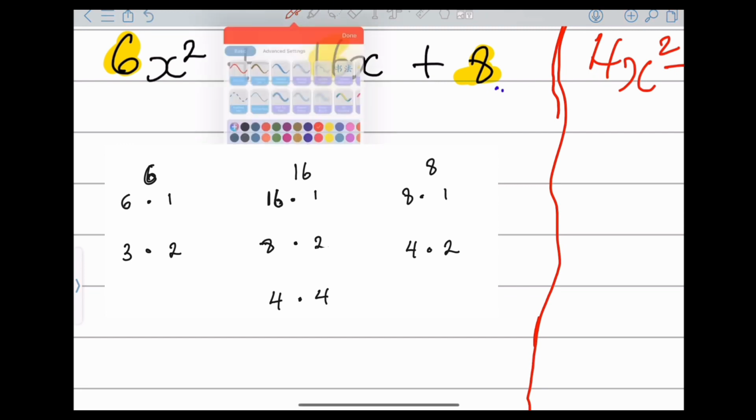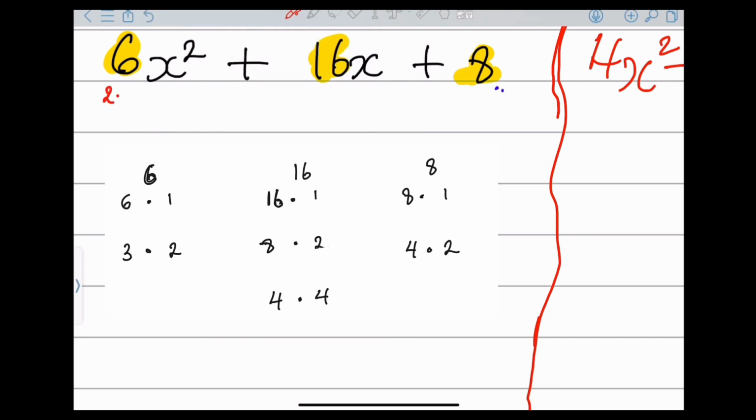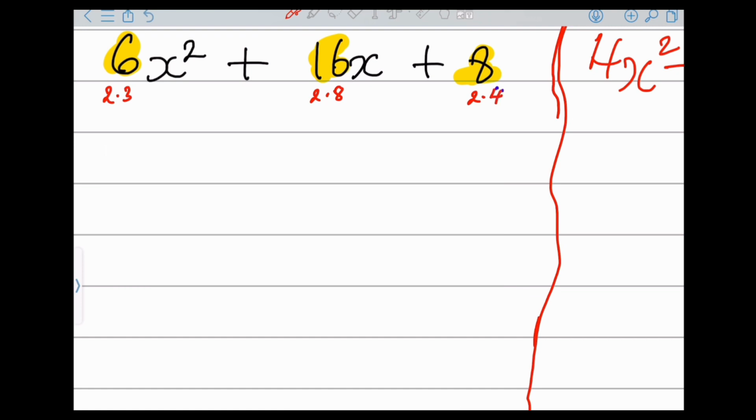So what do I mean by that? This is 2 times what? 3. This is 2 times what? 8. And this one is 2 times what? 4. So using this, we're going to factor out the GCF first. I'm not looking at this no more. So what is the greatest common factor? You can see it's 2, right? So parentheses, parentheses, and I'm going to factor out 2.